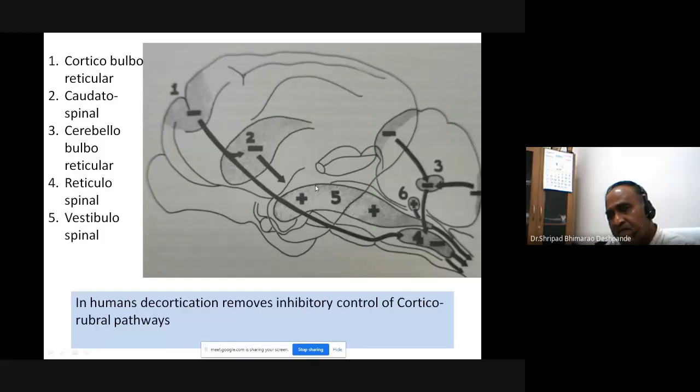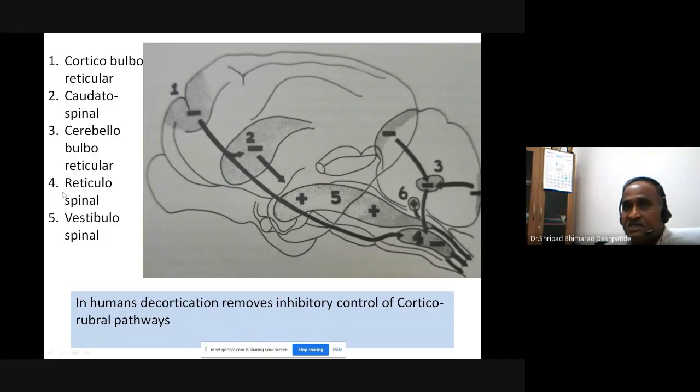Here is the red nucleus. In addition to this, we have a red nucleus here, and the red nucleus is the one which is producing the lower extremities extended and upper extremities flexed, because the red nucleus has a dominance in the upper extremity.